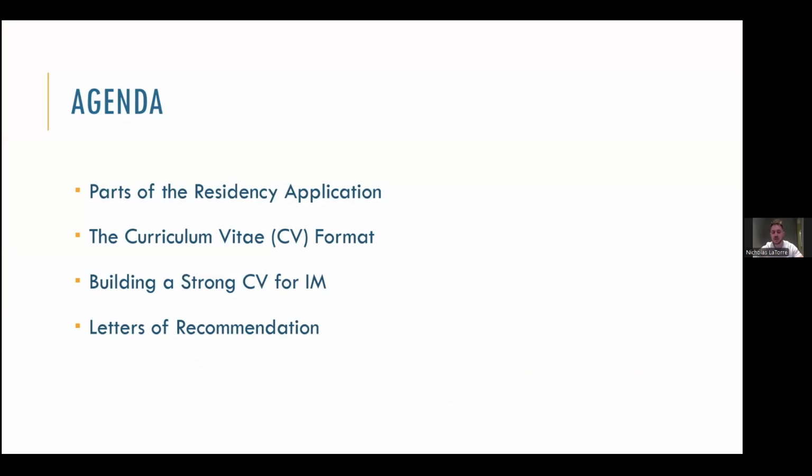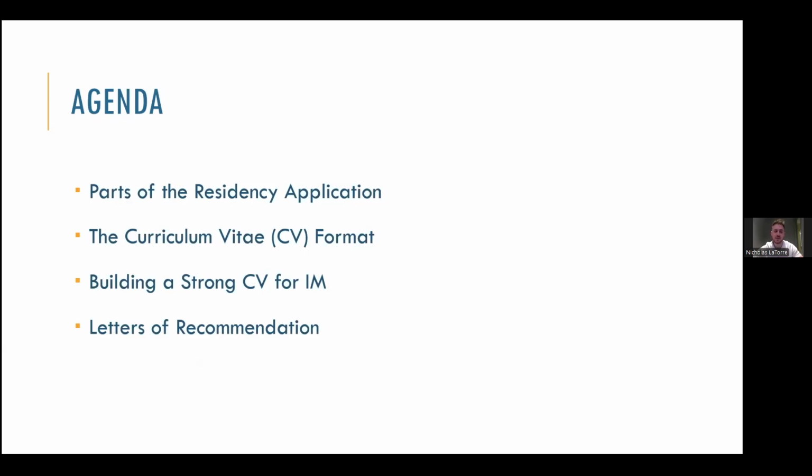Starting us off, I'll break down really briefly the parts of the residency application. By the way, my internet is a little flaky right now, so any problems, just let me know. I'm going to break down the general parts so we understand where the CV and letters of recommendation fit in, and then look at the general CV format that we talk with our students about, a lot of the time mirroring what the residency application is going to be asking for.